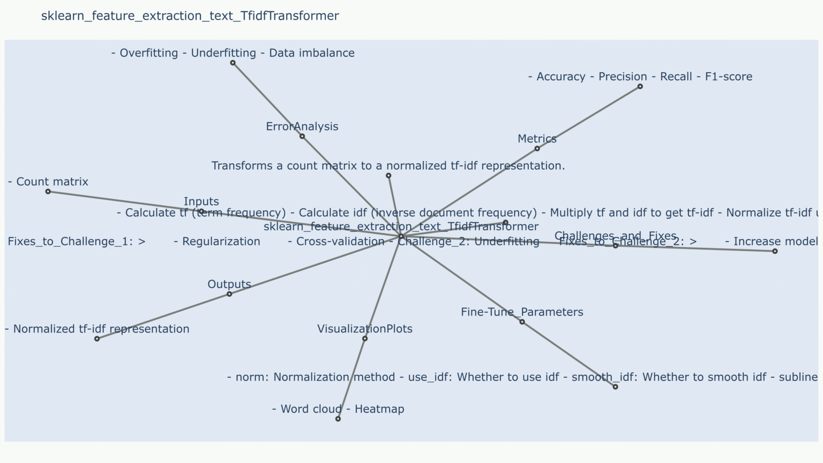Fixes to Challenge 2. Regularization techniques. Techniques like L1 or L2 regularization can help prevent overfitting by penalizing large weights in the model. Cross-validation. Divide the data into training, validation, and testing sets to evaluate the model's performance on unseen data and adjust the model accordingly.